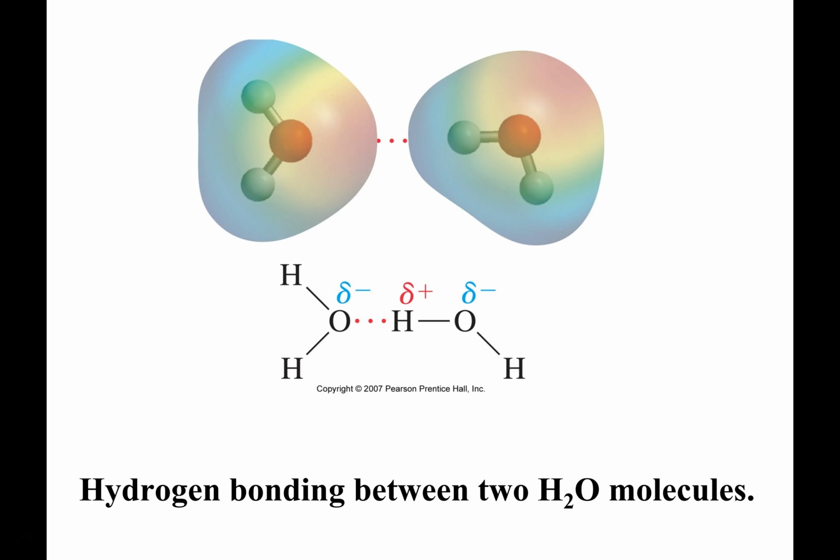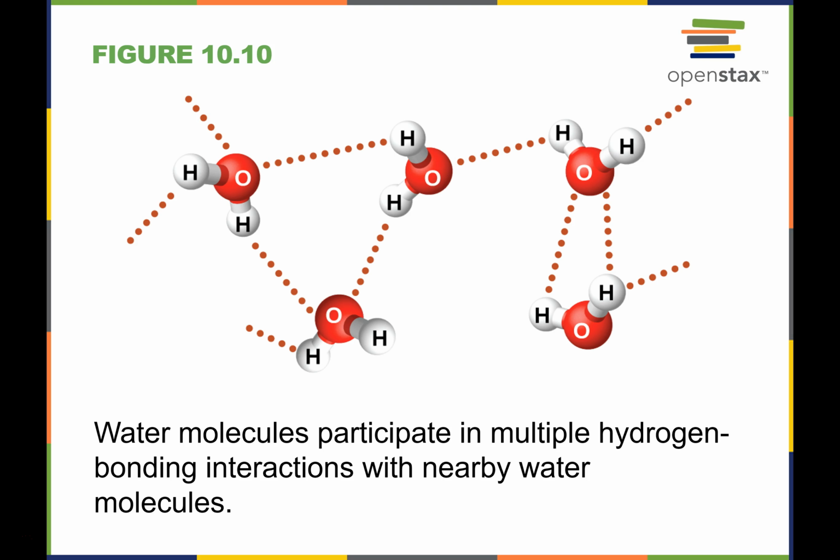This is going back to those potentiometric maps where the red is carrying a partially negative charge and the blues are partially positive. Kind of a busy slide there, showing you lots of intermolecular bonds, hydrogen bonds.